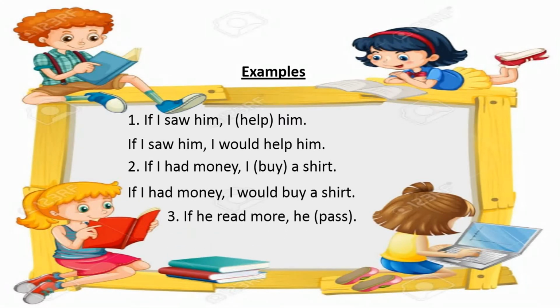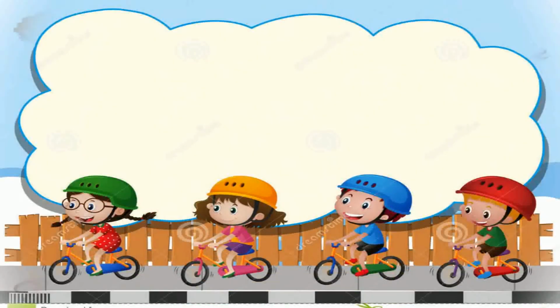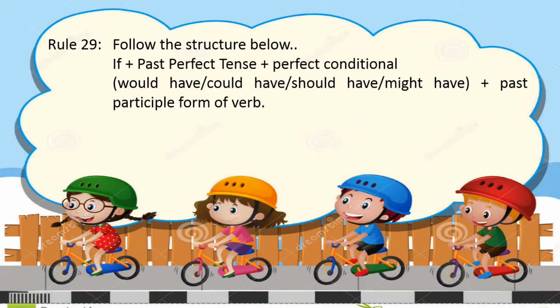If we read more, here the first part of the sentence is past indefinite tense. So the next part will be: he would pass. That's very easy. Okay, so next rule, follow the structure below again.